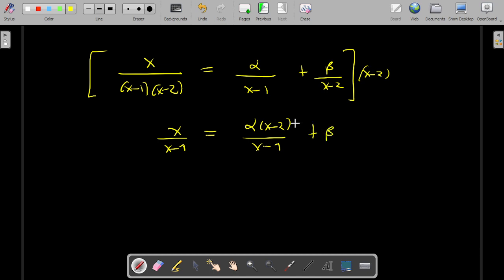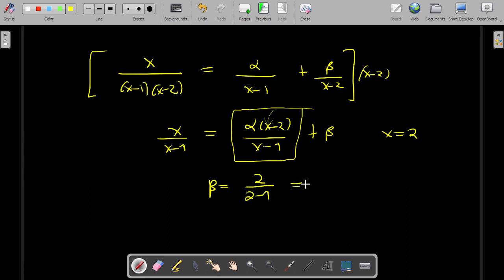Now we choose a simple value of x such that the first term is equal to 0. We cannot choose x equal to 1 because the denominator is going to be 0 and the numerator is non-zero. So that is going to be a problem. Division by 0 is going to be our problem there. So we're going to choose x equal to 2, because if I substitute 2 here, the numerator is going to be 0, making the entire fraction 0. So here we're going to have that beta is going to be equal to, with x as 2, 2 divided by 2 minus 1.